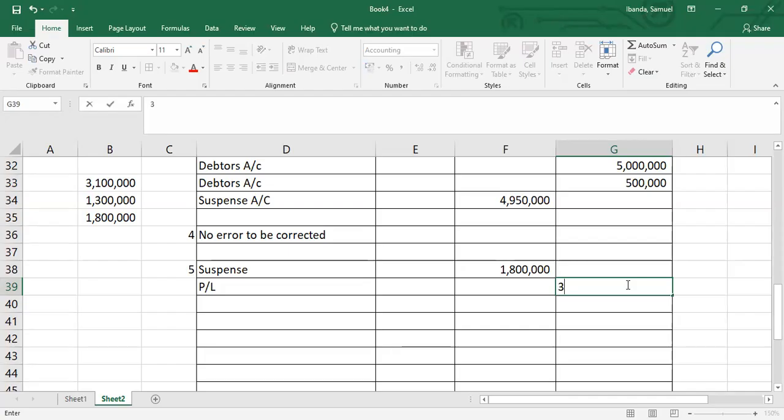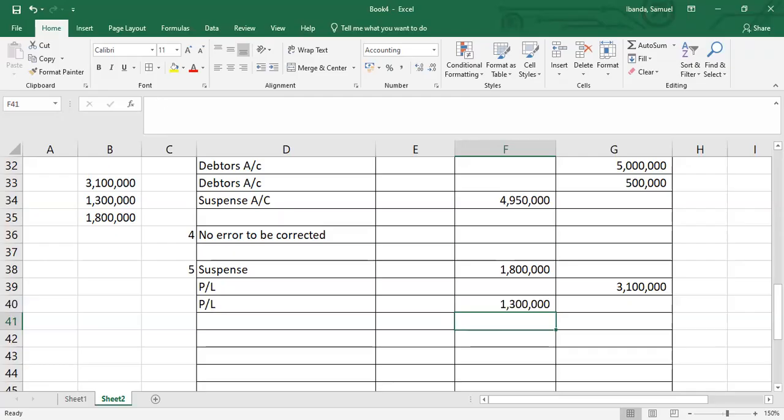Let's say you reverse out with 3.1. So that is what you basically do, and you do the right thing. Now the right thing is what? Debiting this by 1.3, because 1.3 was the right amount.